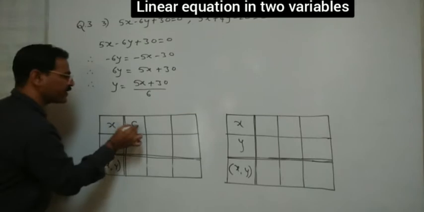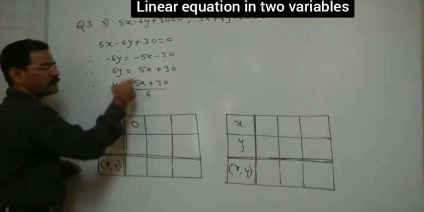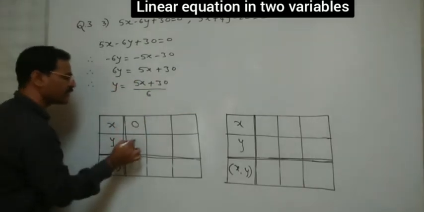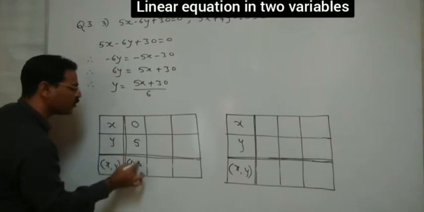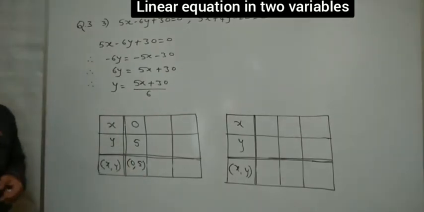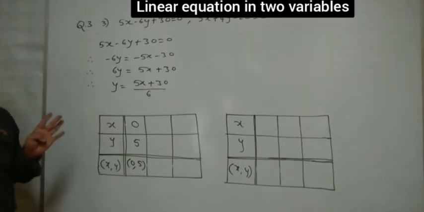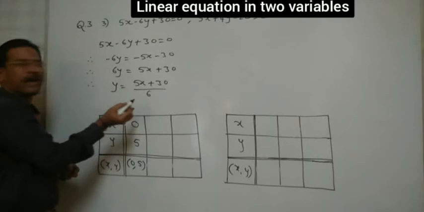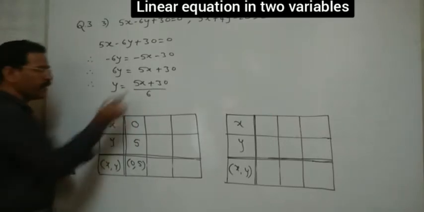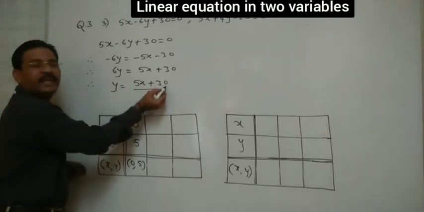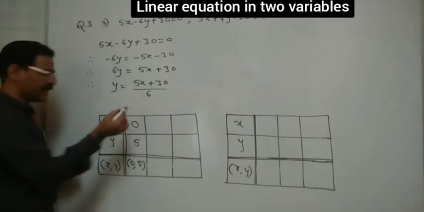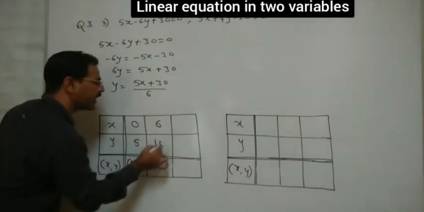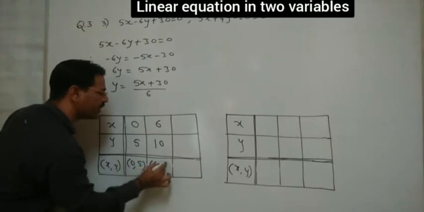I will put the value of x as 0. So this part becomes 0. So 30 upon 6 is 5. That means 0, 5. Now we take here something like 7. If we put here 7, it is not divisible. 7 5 is 35, plus 30 is 65. It is not divisible. I will put here 6. If we put here 6, 6 5 is 30, 30 plus 30, 60. 60 upon 6 is 10. That means if we put here 6, we'll get here 10. That is 6 and 10.